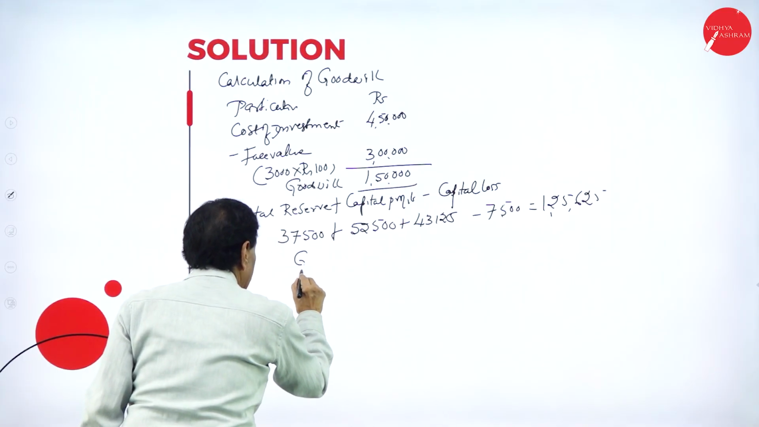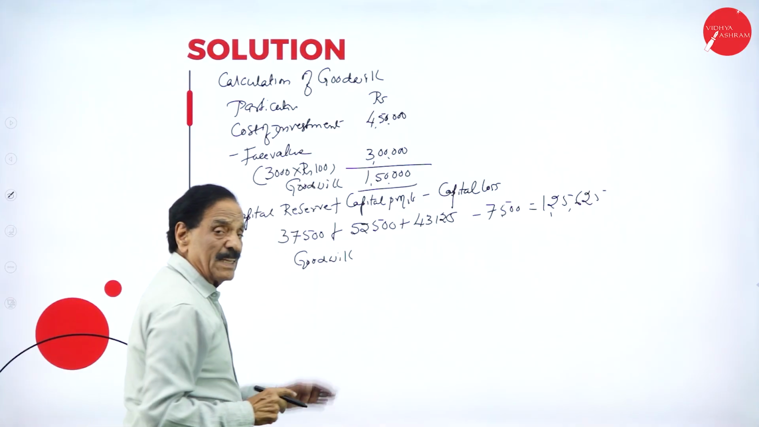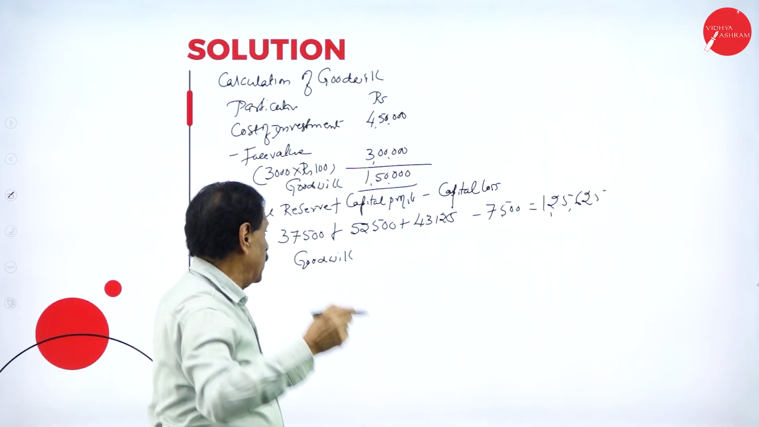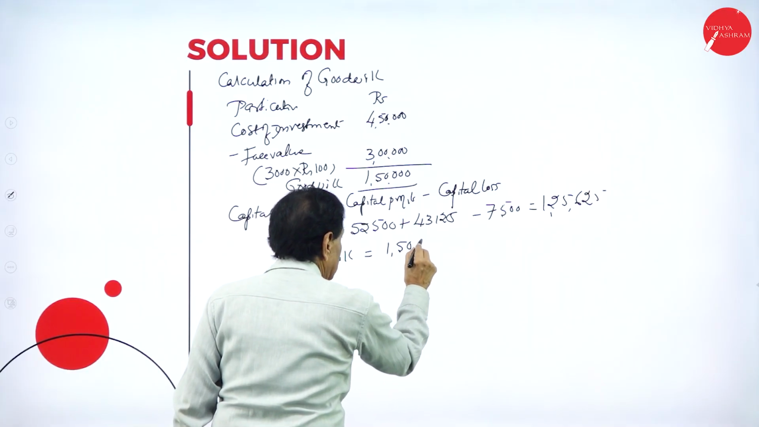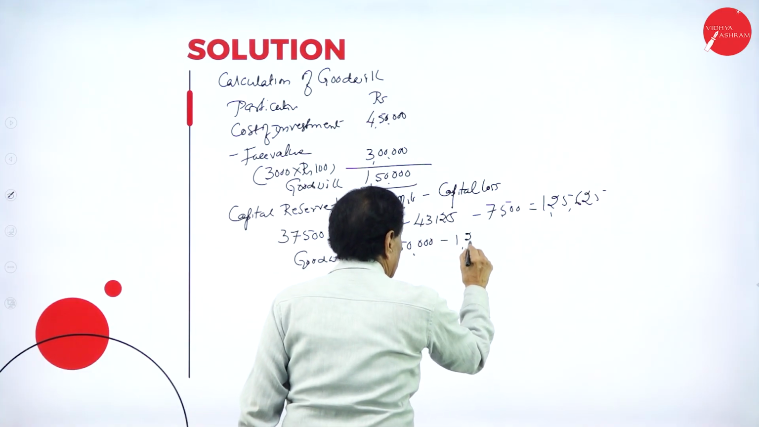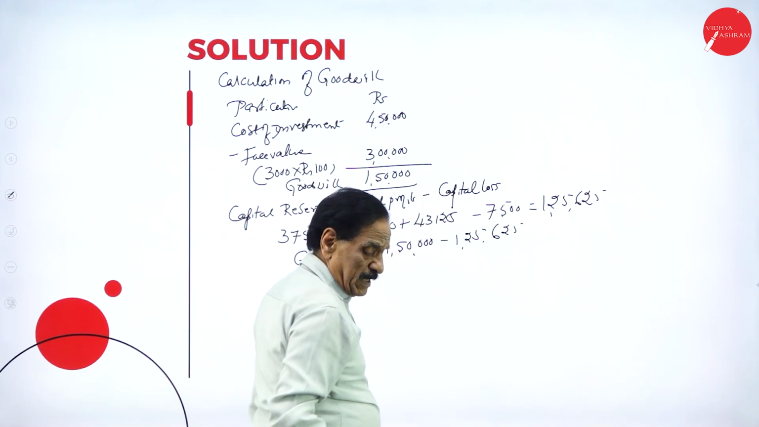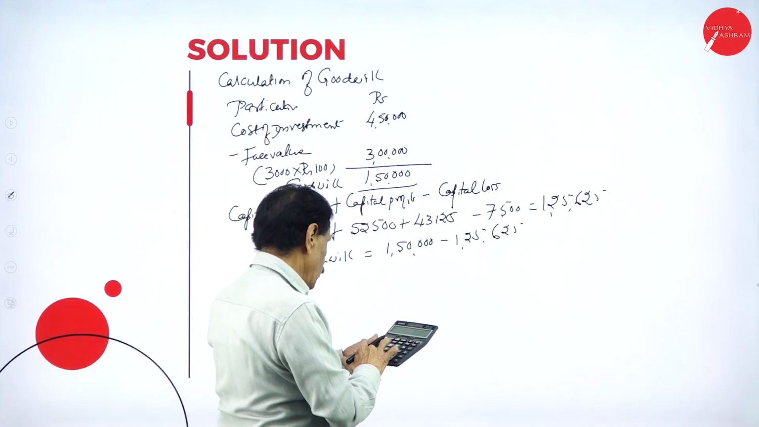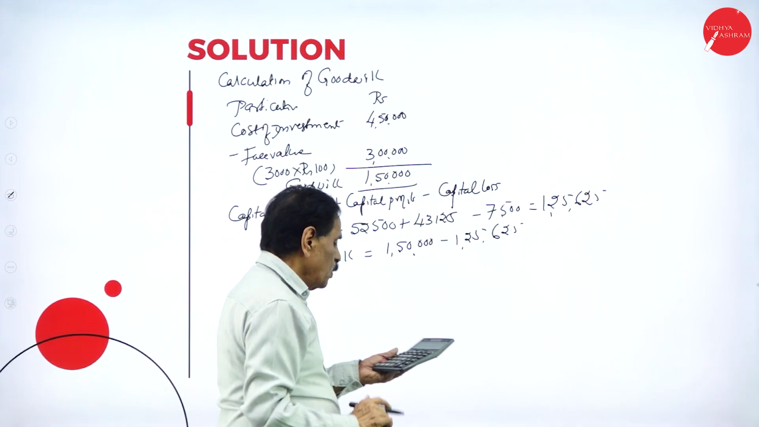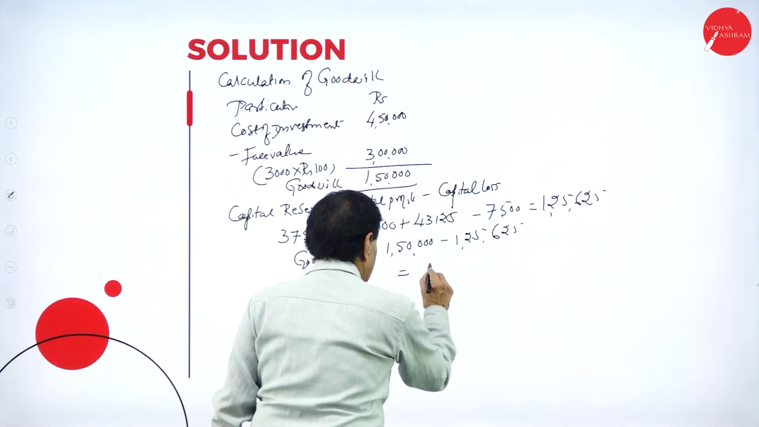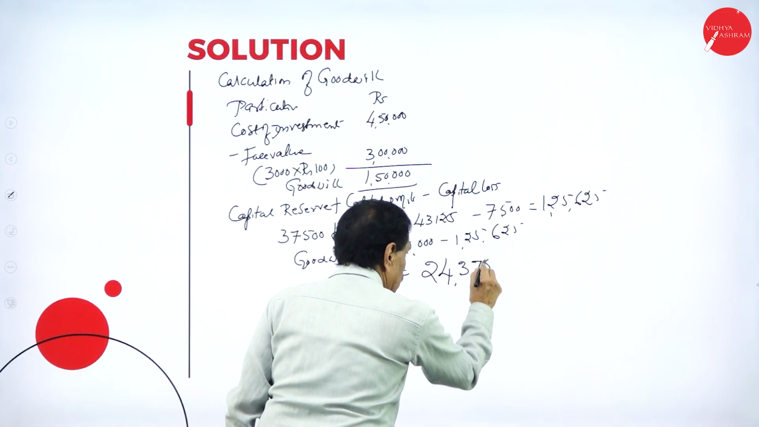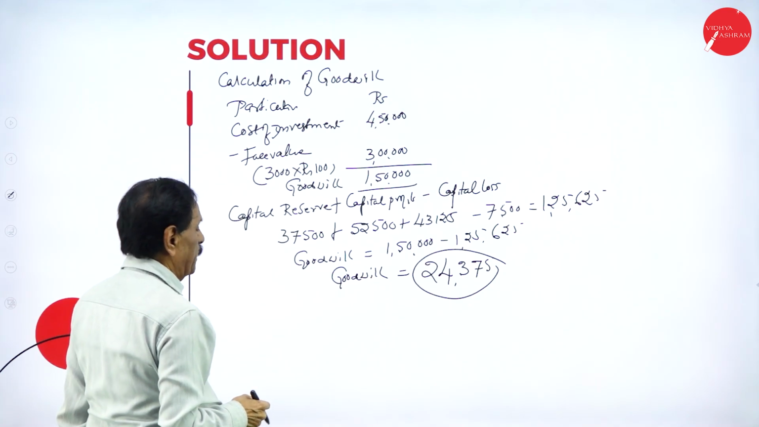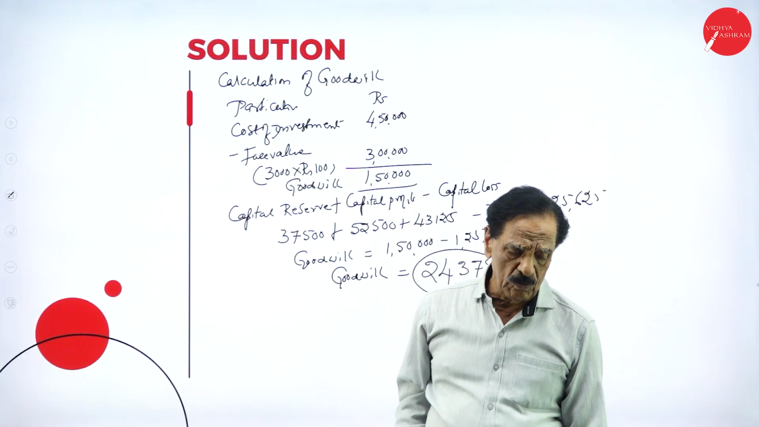Next para: goodwill to balance sheet. Whichever is more, if the capital reserve is more, it will come on the liability side of the balance sheet. If goodwill comes, it will come on the asset side of the balance sheet. Goodwill 1,50,000 minus 1,25,625, deduct this: 1,50,000 minus 1,25,625 is 24,375. This is the goodwill that goes to the balance sheet. 24,375 rupees will go to the balance sheet.